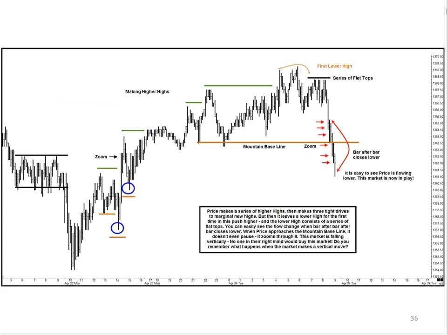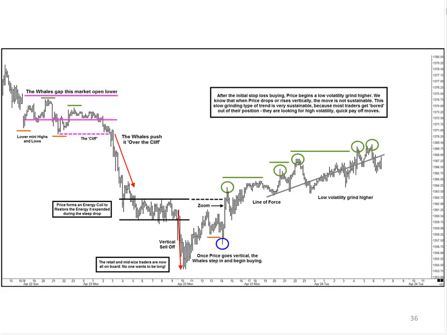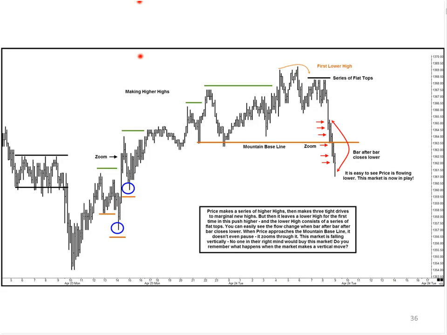All right, so let's zoom in on this rascal. Price makes a series of higher highs, then makes 3 tight drives. See them right here. 1, 2, 3. So here we are, just grinding. Let me go back and I'll show you exactly where we are. Right here. Okay? And nice grind. We're making higher highs, higher lows. Then we form a mountain base. We come up and we make nice 3 drives to the top.